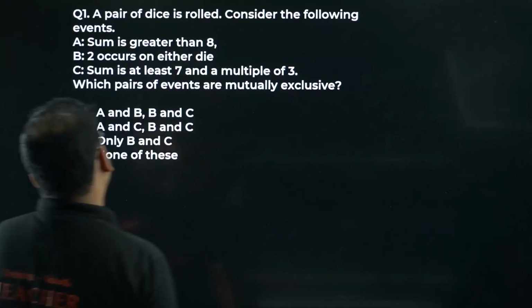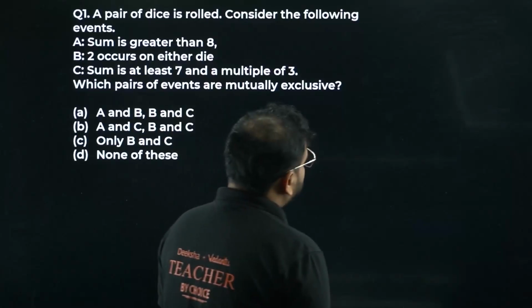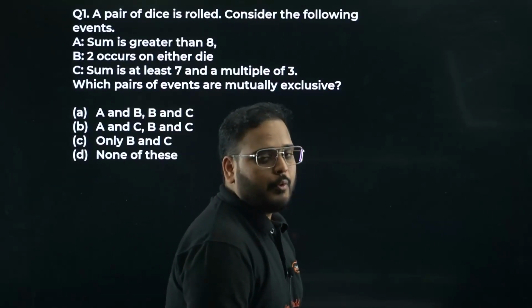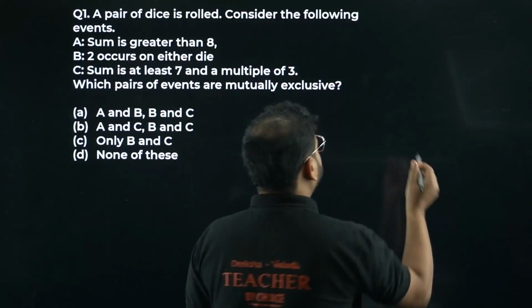Consider the following events. Sum is greater than 8. Die is thrown, right? Greater than 8, can we take 1? No. 1 and 6 is 7. 2 and 6 is 8. We can't take 2 also. We can take 3.